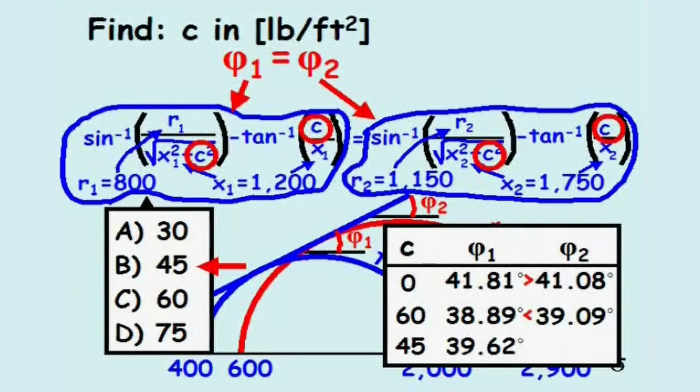Phi1 equals 39.62 degrees and Phi2 equals 39.60 degrees. Since these two values are virtually the same, we know the cohesion is 45 pounds per square feet, and the answer is B.